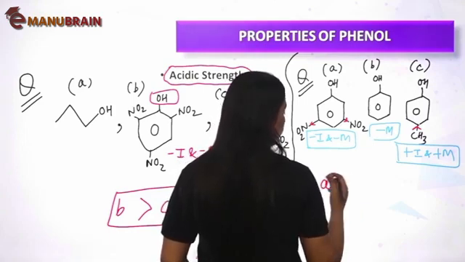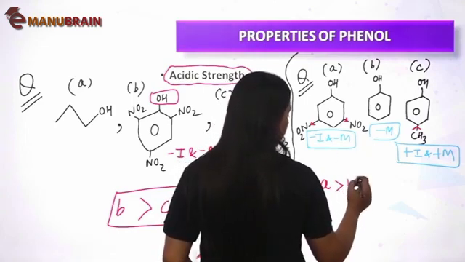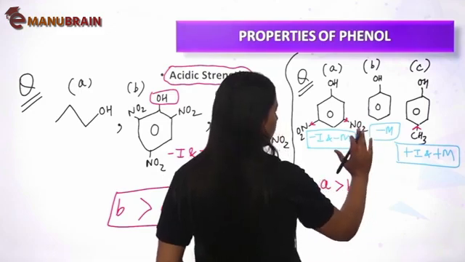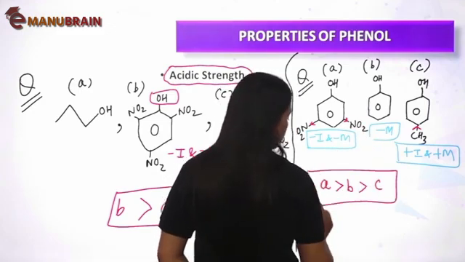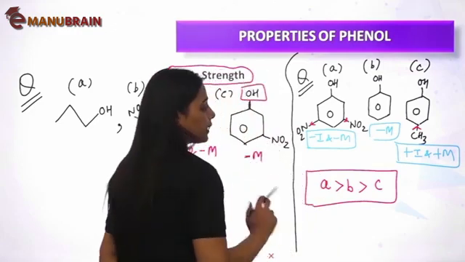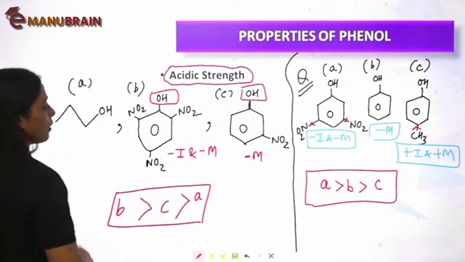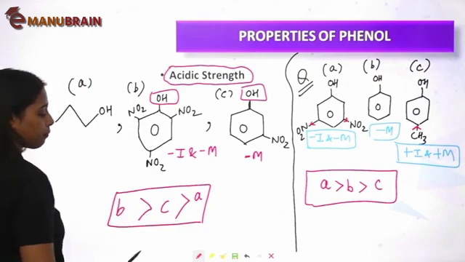A will be having more strength than B, because at least it is capable of showing minus M, no? And C will be the last. So this is acidic strength order in this given example. So that's how we will solve for given examples.